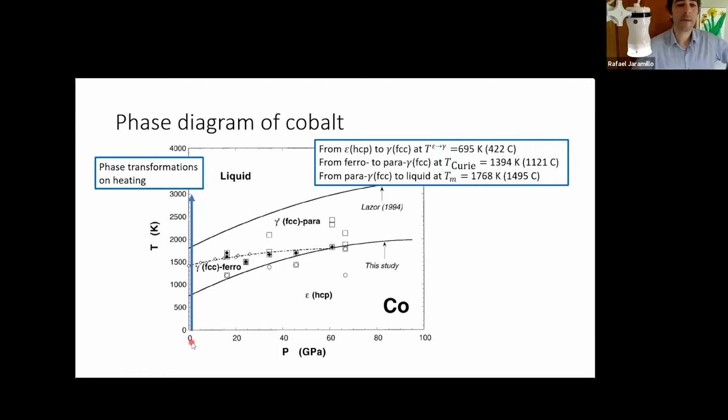And as we heat up, we go through a couple of transformations. We go from HCP to FCC. We go from FCC ferro to FCC para. And we go from para FCC to liquid. And these are the transformation temperatures, right? Epsilon to gamma. Then there's a magnetic transition at the Curie temperature, and then a melting point, T sub m. So we're just reading phase diagrams.